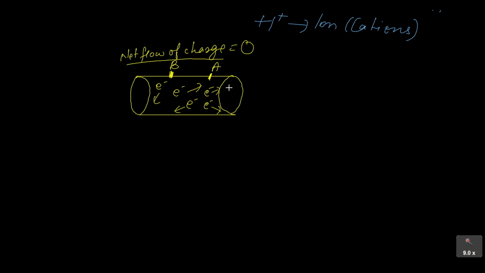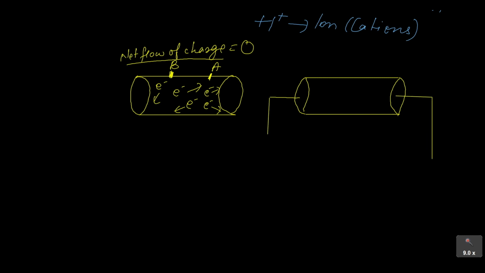In the same scenario, I have the same conductor, but now I am going to join this conductor or apply a potential difference across this conductor like this, with the help of any DC battery. This is the positive terminal and this is the negative terminal.